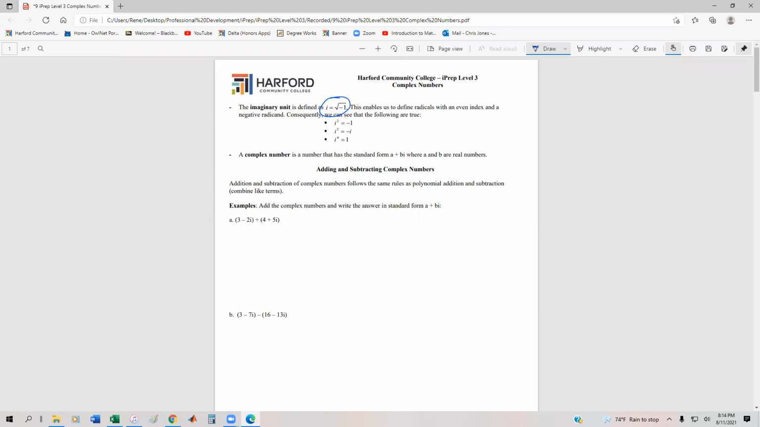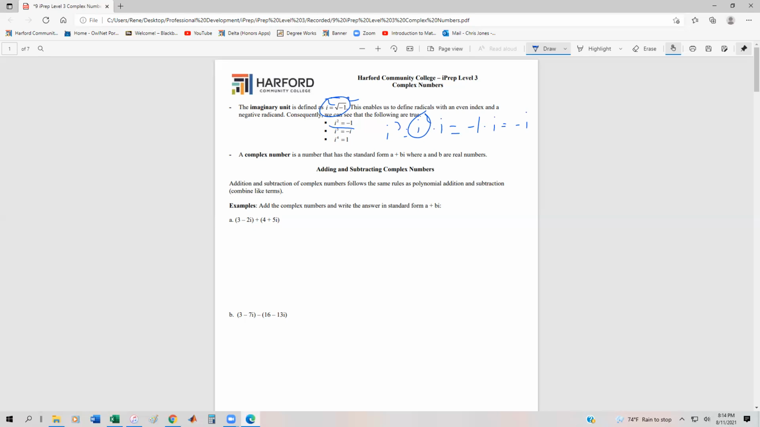And then what we can do is we can subsequently get powers of i. So if we were to square the square root, then i squared becomes -1. i cubed, which can really be written as i squared times i, but we just said that i squared is going to be -1, which will be -1 times i, which is -i.